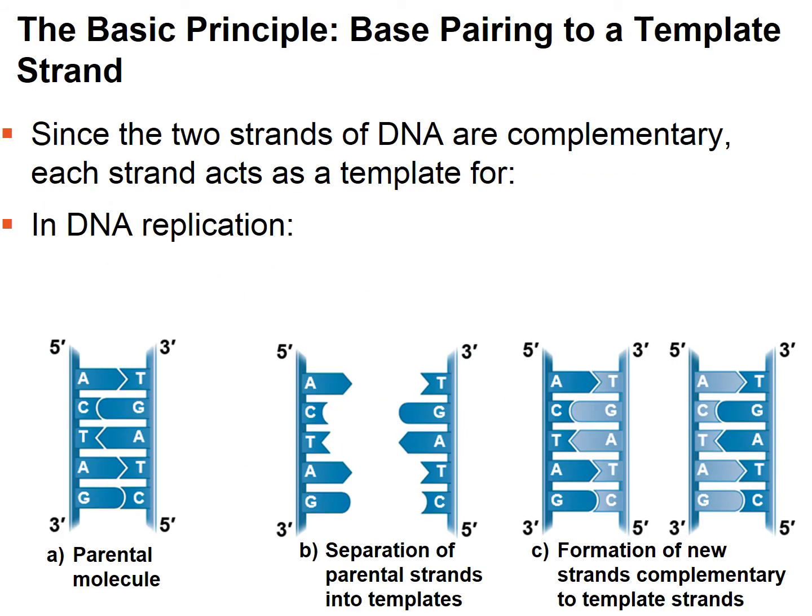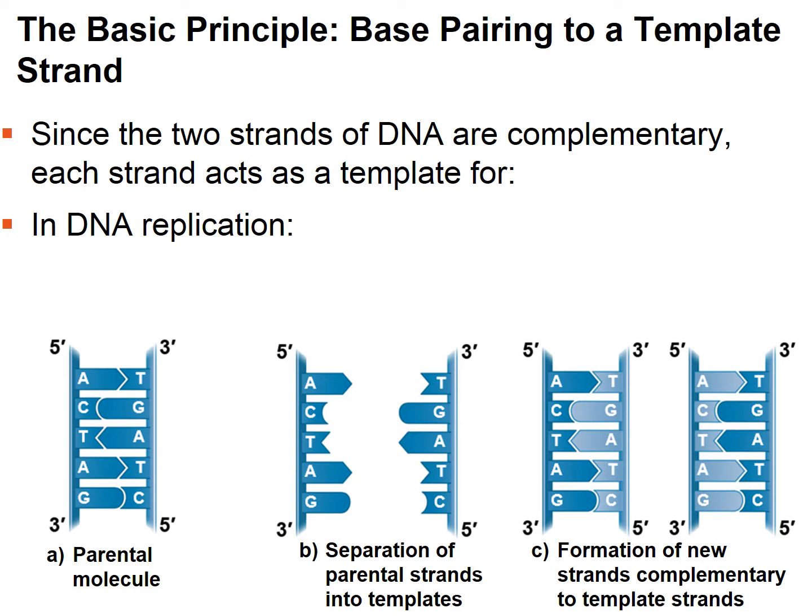We're going to move on to replication. Since the two strands of DNA are complementary, each strand acts as a template for building a new strand. In DNA replication, the parent molecule unwinds and two new daughter strands are built based on base pairing. So if you look at panel A, we have the parental molecule, we have the two strands of DNA. In B, those two strands separate from each other.